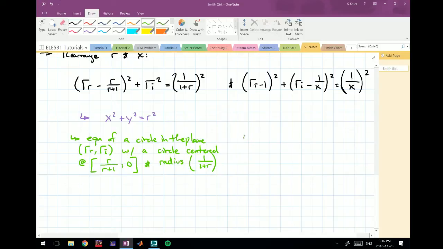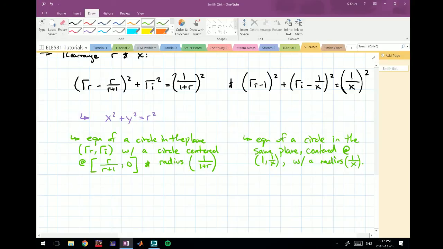Now what does this second equation tell me? This is also the equation of a circle, also in that same plane, but the values are a little different. It's going to be centered at 1 and 1 over x, and it's going to have a radius of 1 over x. So here we have it. These are the equations for two different circles.